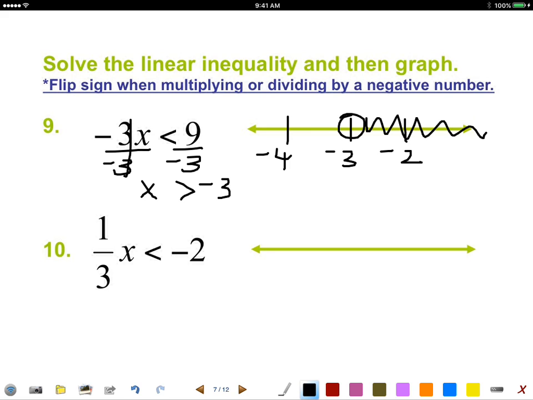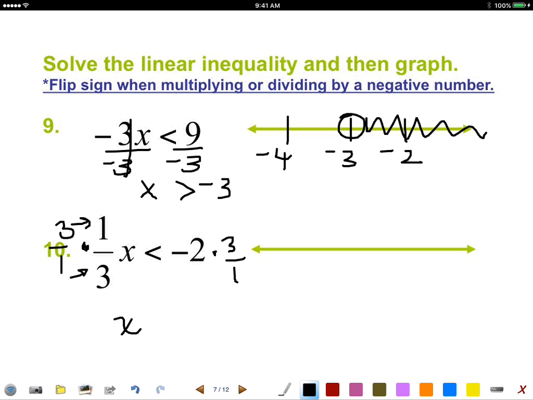Okay, next one. We've got to get rid of that 1/3. Yesterday when we were solving equations, we learned that we can get rid of a fraction by multiplying by the reciprocal. So we can multiply by 3 over 1. And what you do to that side, you do to this side. If you multiply straight across, you get 3 over 3, which is just 1. So it's just x.